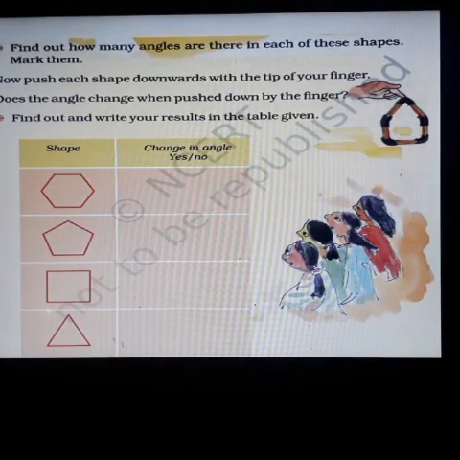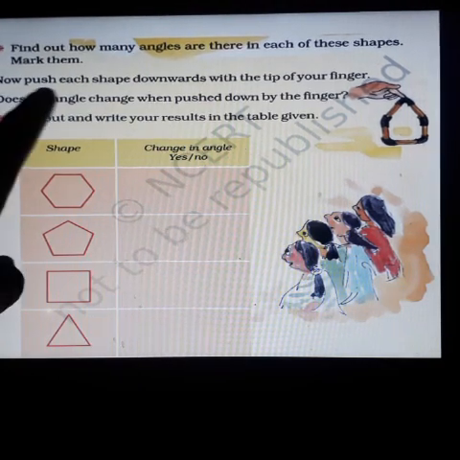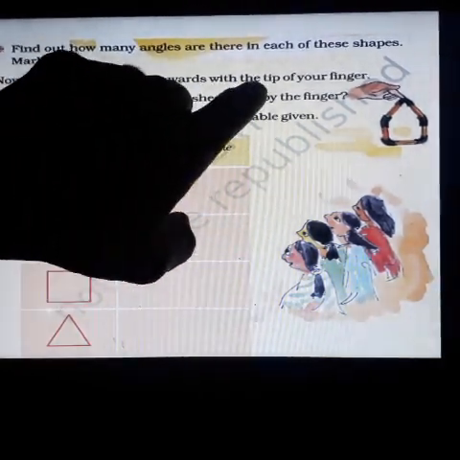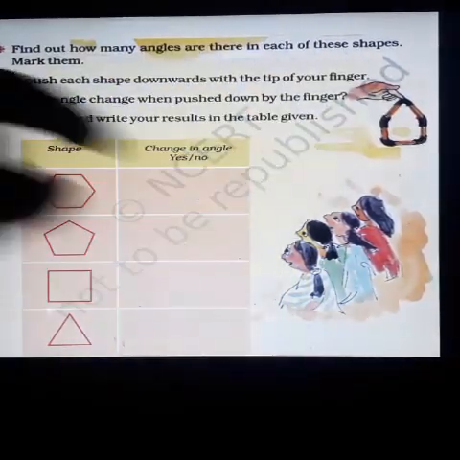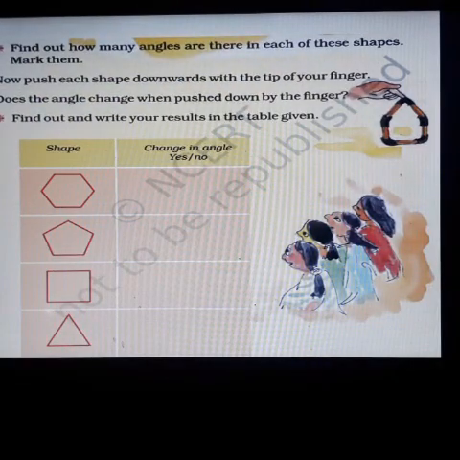Now here one table is given. According to the table we have to answer. Before we answer, let's read a paragraph. Now push each shape downwards with the tip of your finger. Means you have to push on particular shapes. Does the angle change when pushed down by the finger? Means we have to observe that when we push the shape from any side, does it change its shape? If it changes, we have to write yes. If it is not changing, then we have to write no.